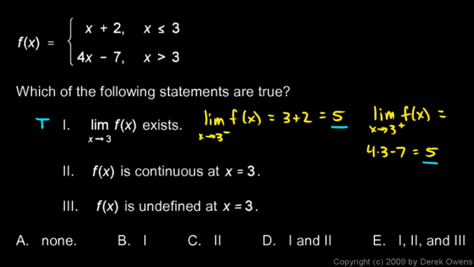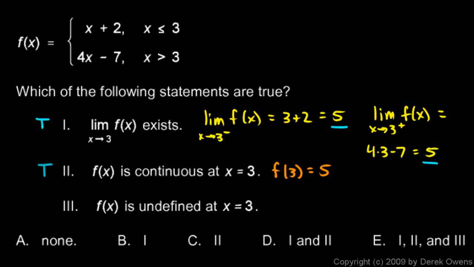f of x is continuous at x equals 3. Well, let's think about the value of the function at x equals 3. f of 3 is what? If x equals 3, then it's 3 plus 2, which is equal to 5. So the limit, which we saw was 5, is equal to the value of the function, so the function is continuous. The limit exists at x equals 3, and the value of the function equals the value of the limit.